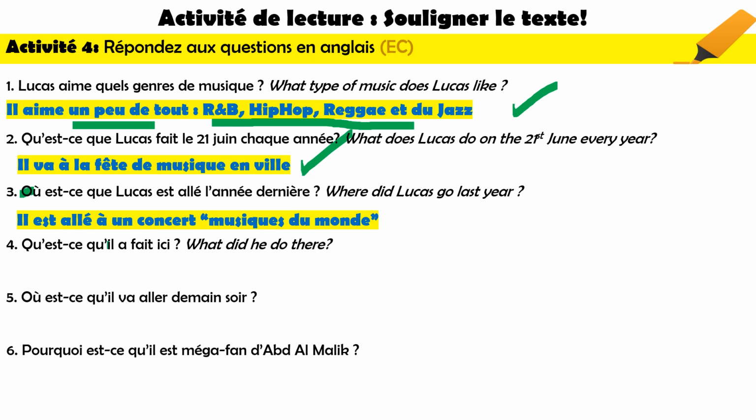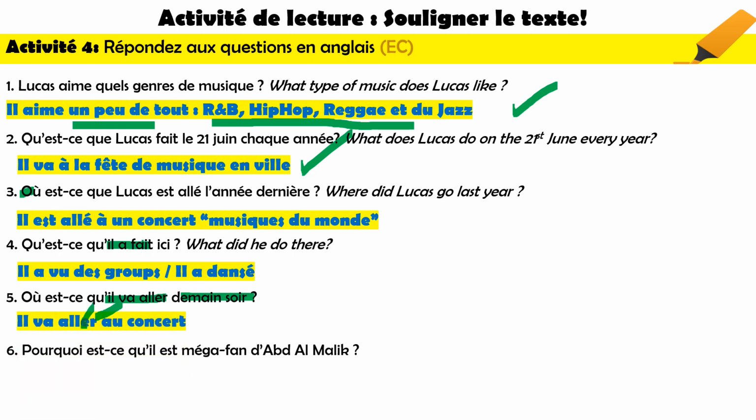Numéro 4: again, I know it's in the past tense because we have avoir, and then faire changes to fait. Qu'est-ce qu'il a fait ici? What did he do here? Il a vu des groupes, il a dansé. You can have either of those or both of them. Alors, 5e: Où est-ce qu'il va aller demain soir? Now, if we're talking about demain soir and il va aller, we need to talk in the future, so we can reuse il va aller and then add where he's going. Il va aller au concert. And then numéro 6: pourquoi est-ce qu'il est méga fan de Abd al-Malik? Il adore le rythmique et les paroles. That would be the perfect answer.